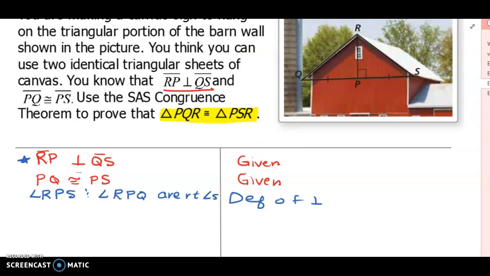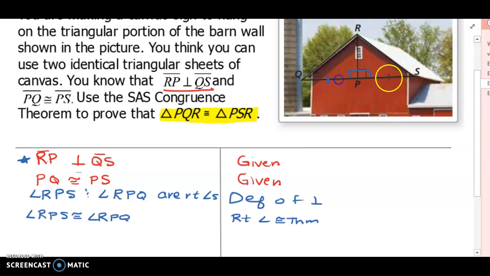Okay, well, if I know they're both right angles, that tells me that they are congruent. So angle RPS is congruent to angle RPQ by the right angle congruence theorem. All right angles are congruent. That's what the right angle congruence theorem tells us. So we have a 90-degree angle here, 90-degree angle here. I've said that this piece and this piece are congruent.